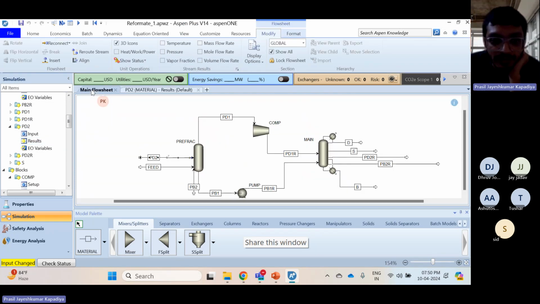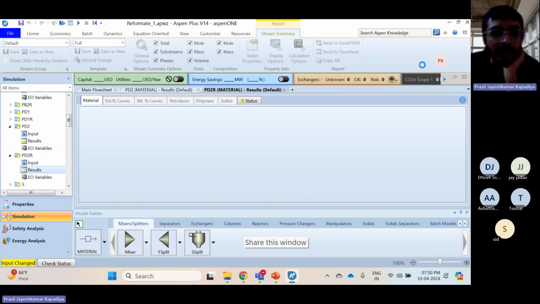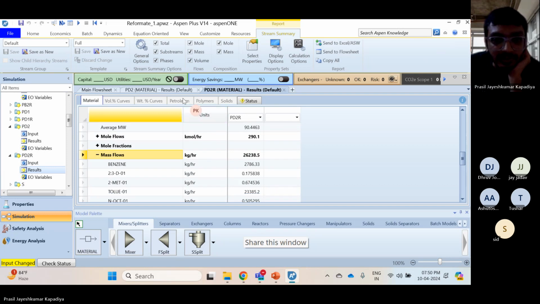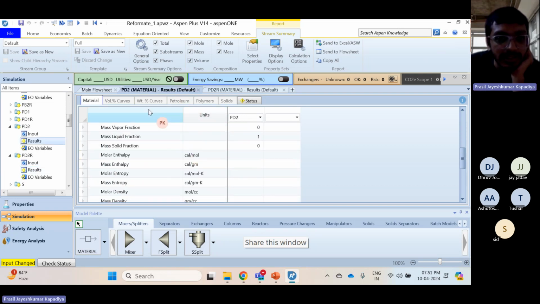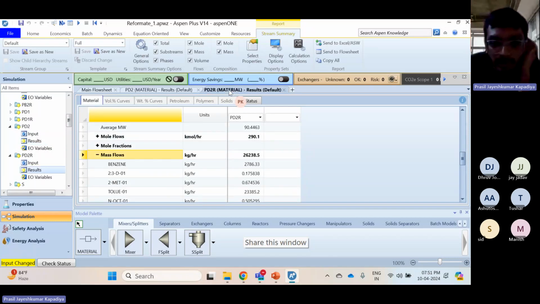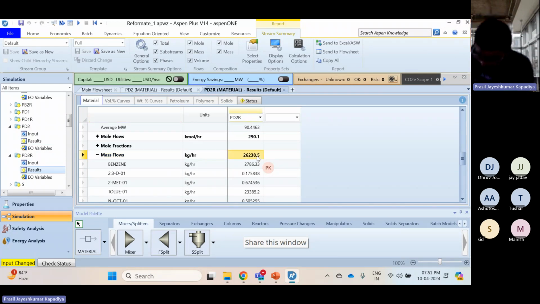So this is PD2, our initial guess, and the PD2 that we are getting. Okay. So we can see, let's just go for mass flow rates. So this is our initial guess, the one that is open right now. It is 26294.6. It will be the same. Here only you can see that these values are different. 2690.1. Oh, this should be the same, but this is not what we are getting.